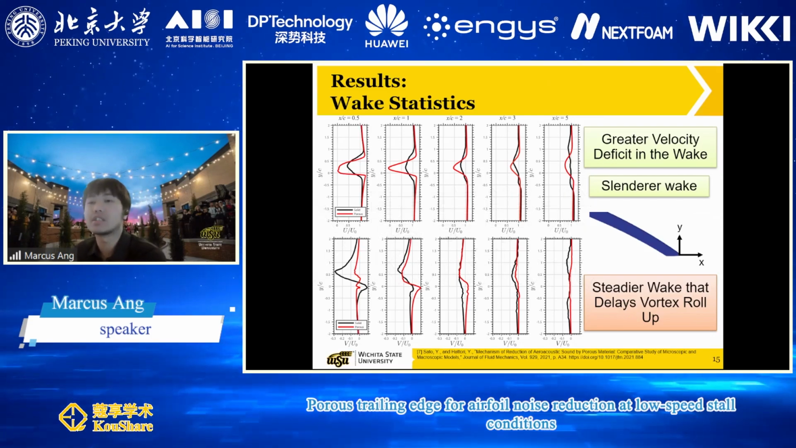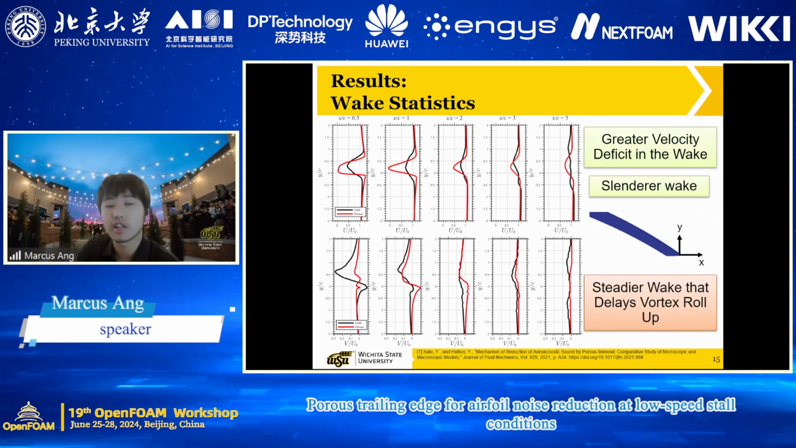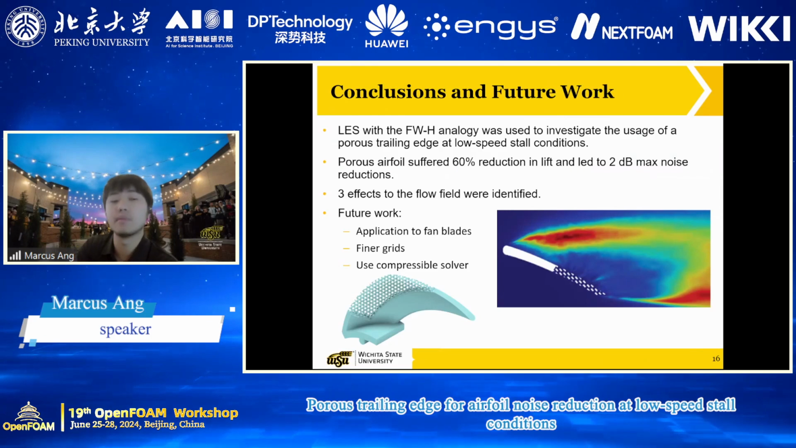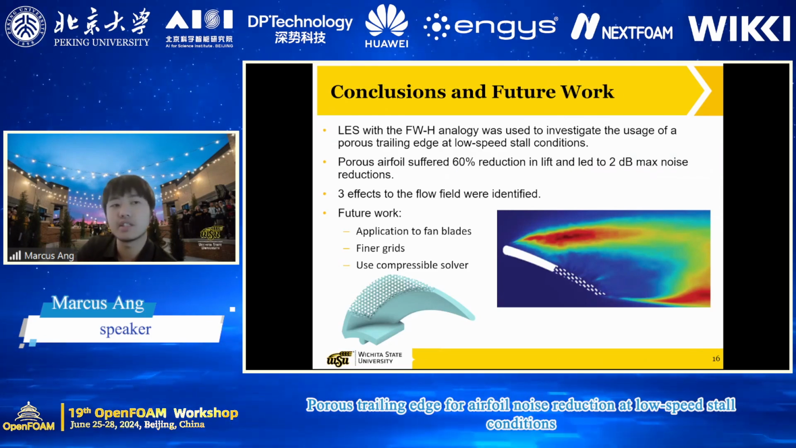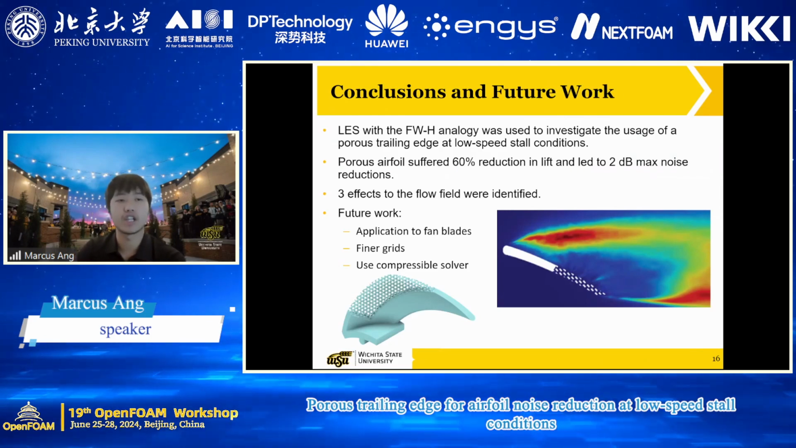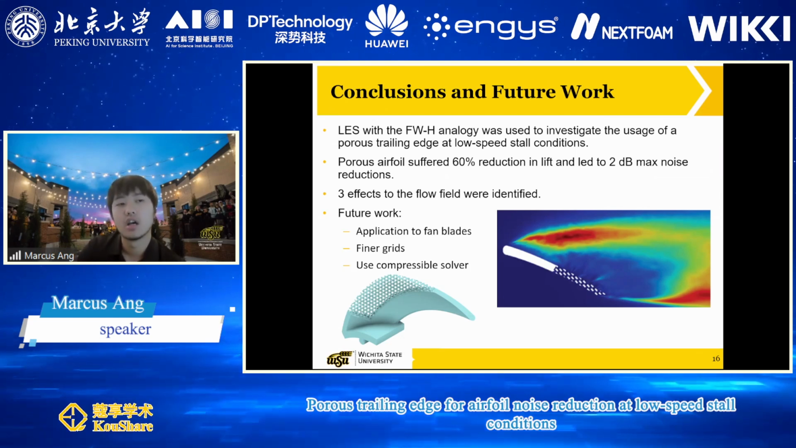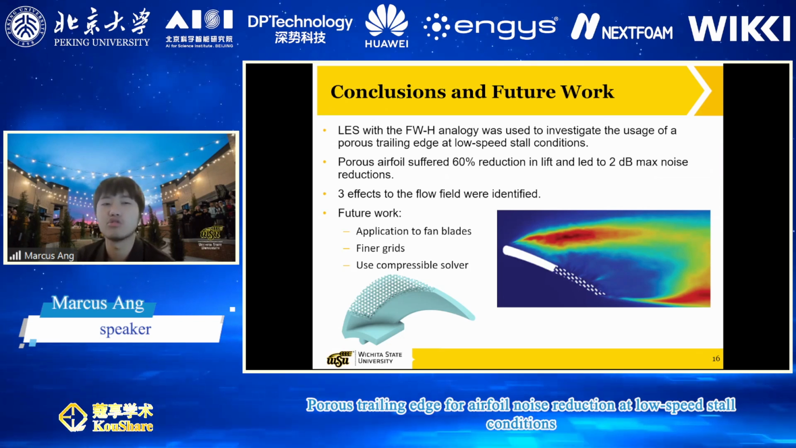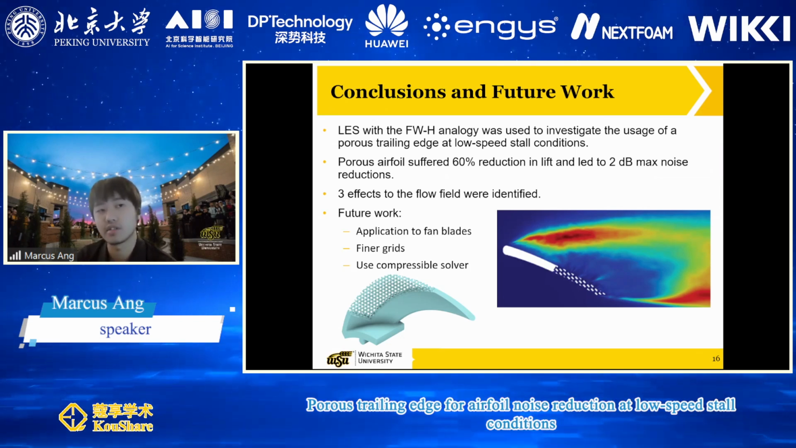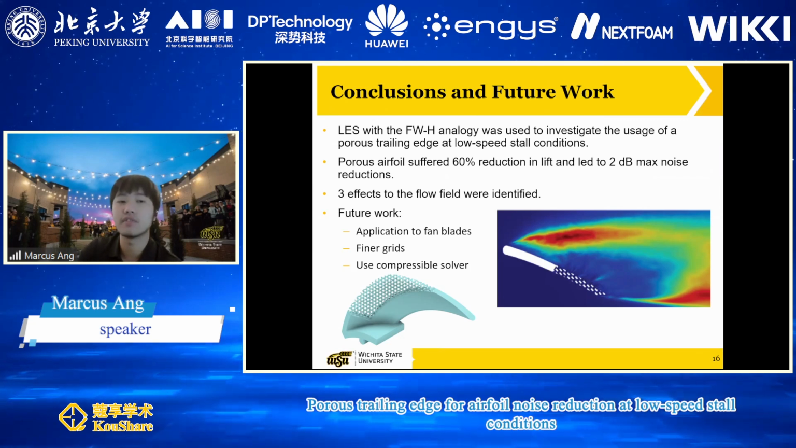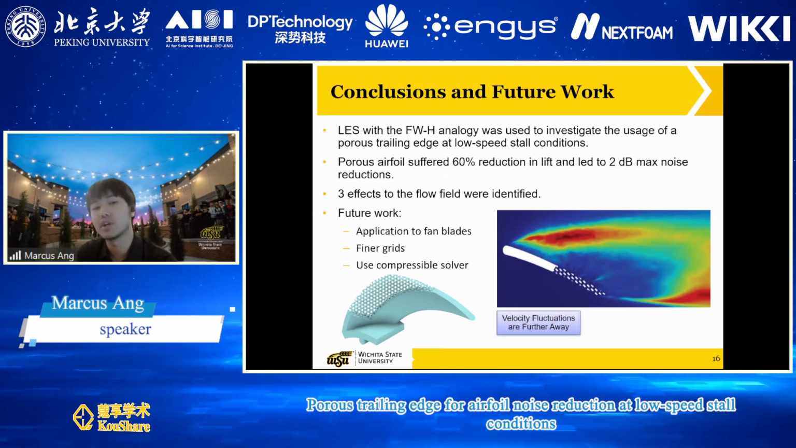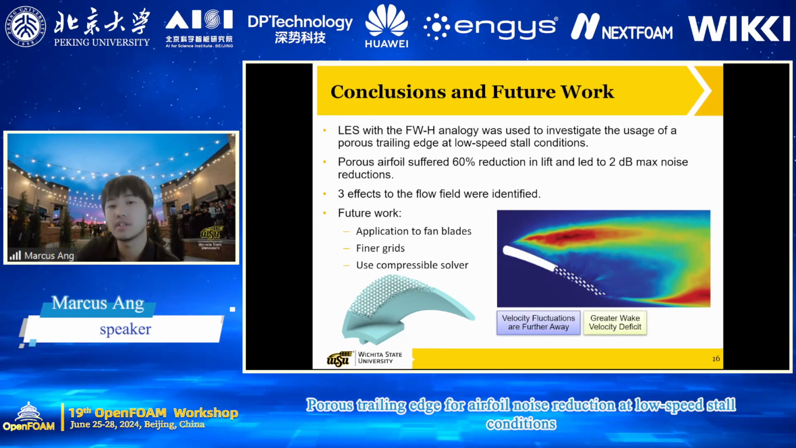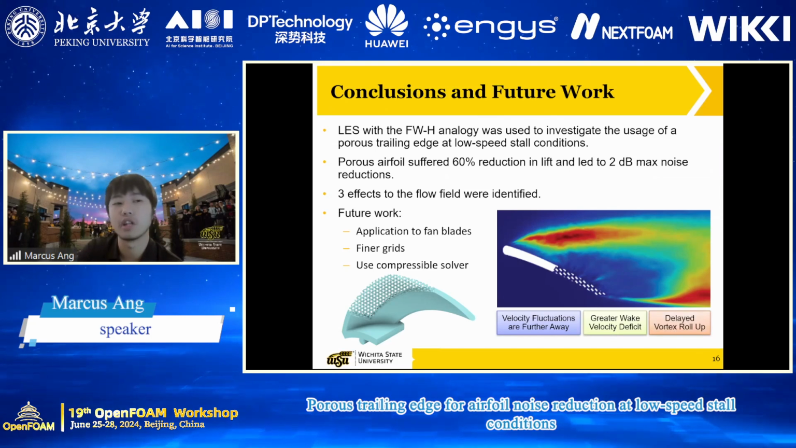Now, I have a few more results that I can share, but because of time limitations, I'm going to leave it right here. So in conclusion, what I've done was an LES study with the Ffowcs Williams and Hawkings analogy, and we used it to investigate the usage of a porous trailing edge at low speed stall conditions. The porous airfoil suffered a 60% reduction in lift and led to a 2 decibel maximum noise reduction. Now, 3 flow field effects were identified. The first is that the velocity fluctuations are pushed further away. There is a greater velocity deficit, and we get that delayed vortex roll-up.